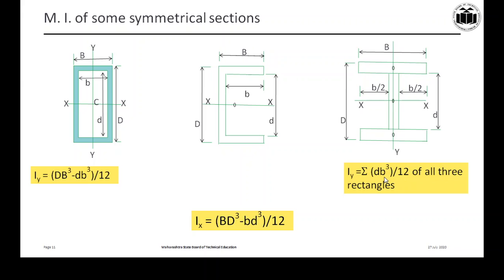Here you have to use Iy is equal to summation of db cube divided by 12 of all three rectangles. You can use this formula because centroid of lower rectangle, centroid of middle rectangle, centroid of top rectangle, and centroid of complete I section, all the four centroids lie on the same vertical axis, y-axis. Hence you can use this formula, where these d and b are the dimensions of the rectangles. This is D, this is B. For this rectangle, this is D, this one is B. For the lower rectangle, this is D, and this one is B.